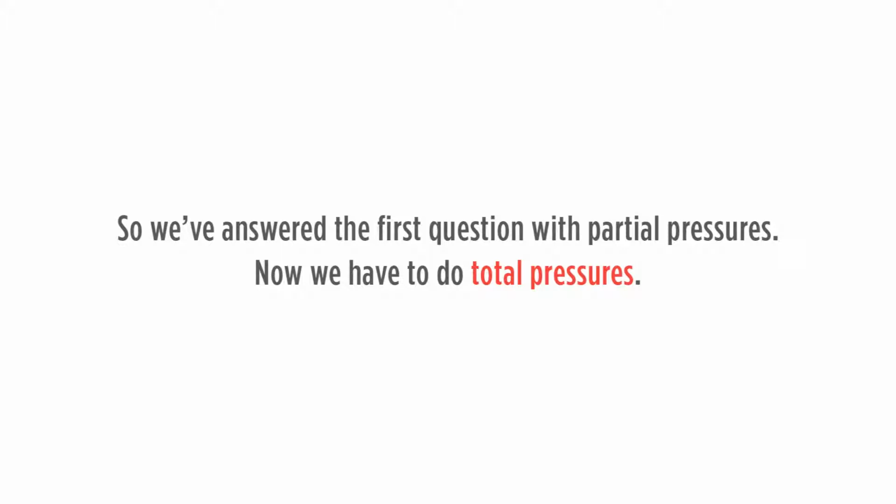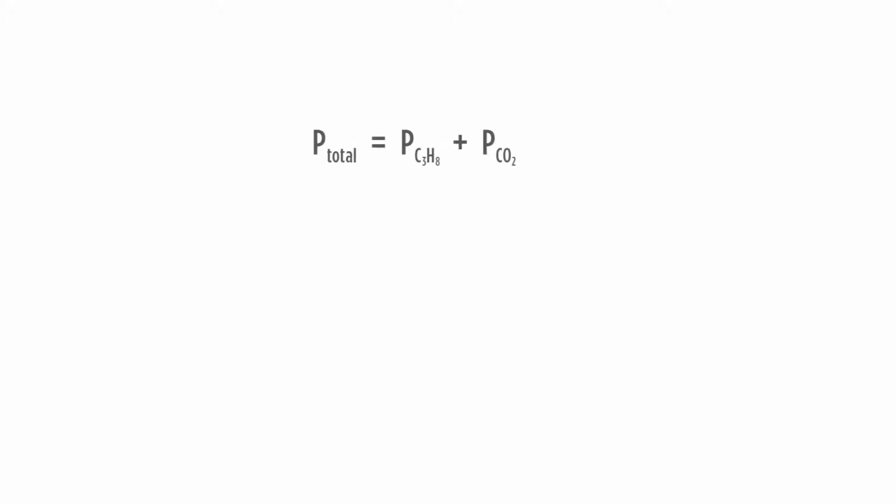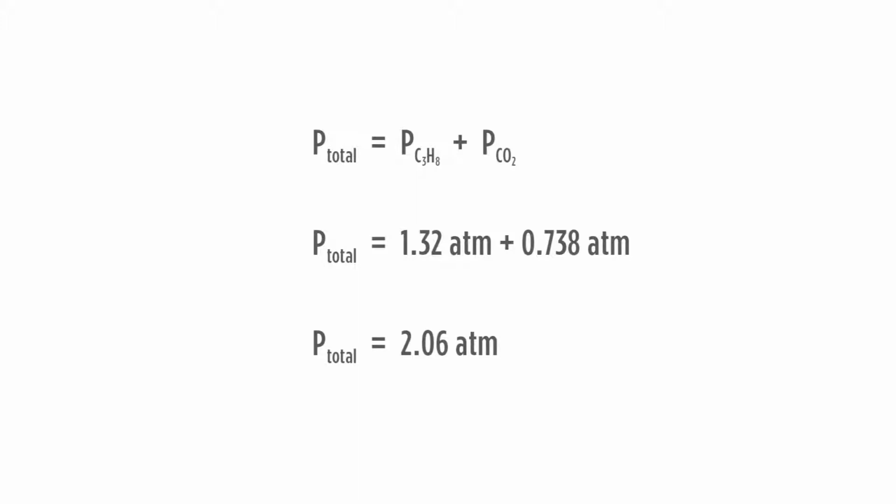Remember, there are two ways to do this. One way, we can say P total is equal to the partial pressure of propane plus the partial pressure of CO2. We already calculated these, so we just have to plug them in. So the total pressure is going to be 1.32 atmospheres plus 0.738 atmospheres. Add those together, remember our significant figures, and we come out with a total pressure of 2.06 atmospheres.